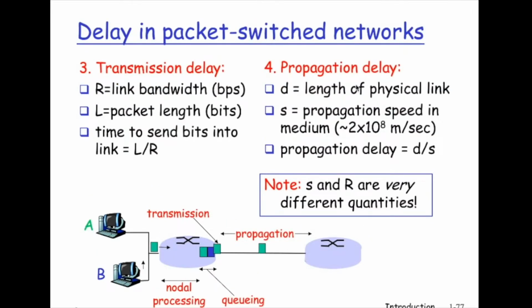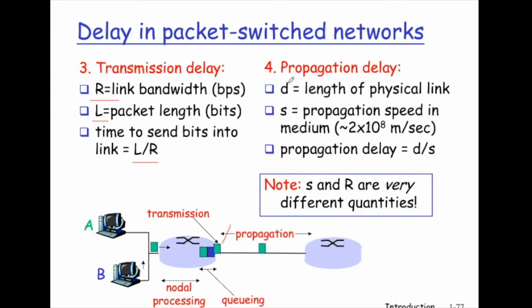Component 3 is the transmission delay, and it's calculated this way. R being the link bandwidth, L being the packet length. The time to transmit the packet out will be L divided by R. And it's happening right here at the interface between the router and the link.